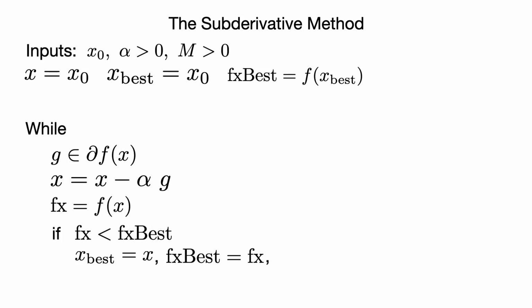Now let's talk about the stopping criteria. We create this variable fx best not updated. This is going to keep track of how many iterations we've run where we have not updated fx best.